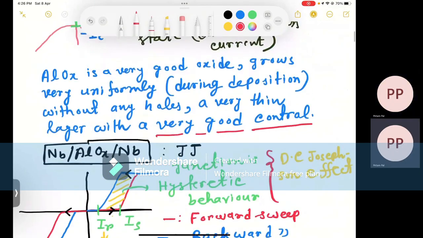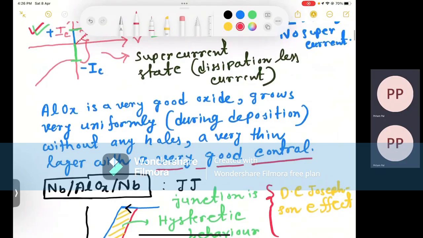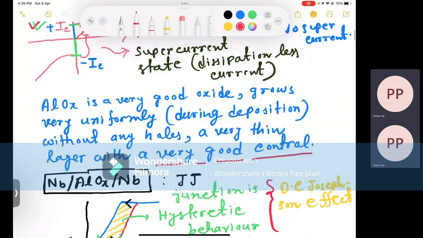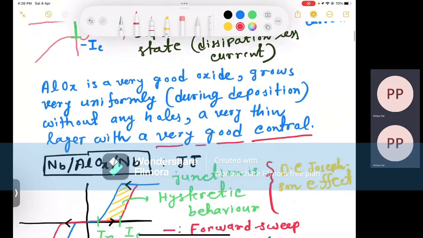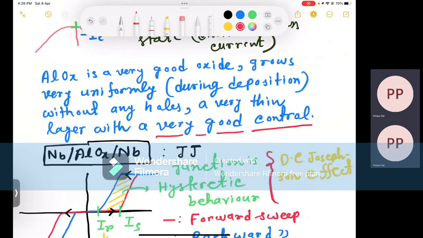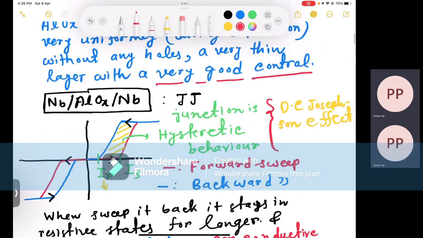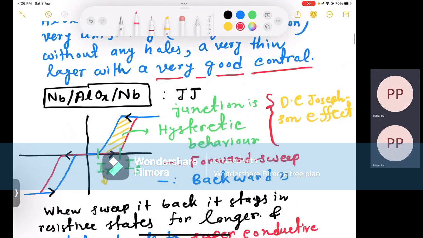Now, we are also using some kind of gate here in the system. So let's say we can have a junction of niobium, aluminum oxide, niobium. So this is another example of a Josephson junction. There are two Josephson effects that we can see. First one is the DC Josephson effect. Another one is the AC Josephson effect.